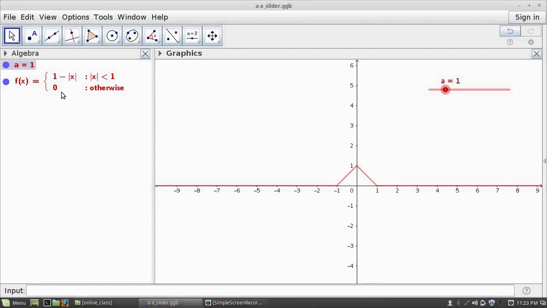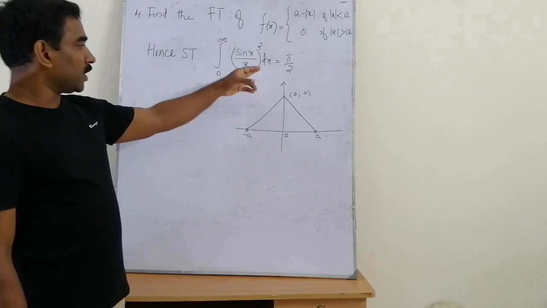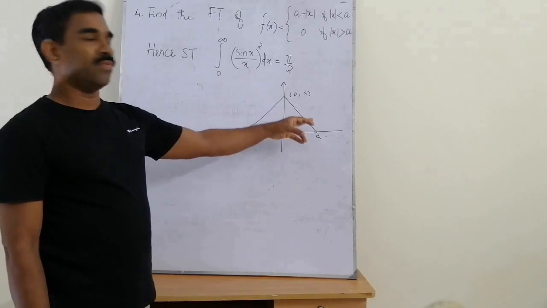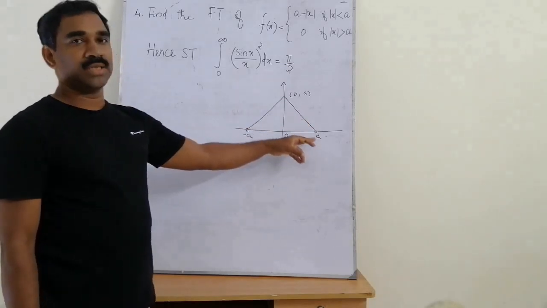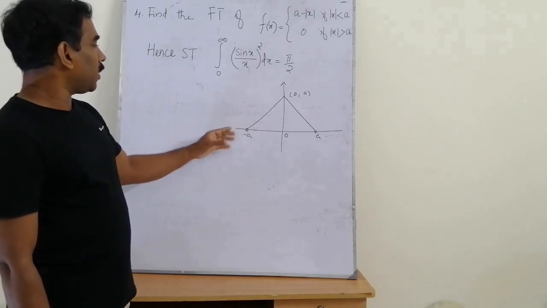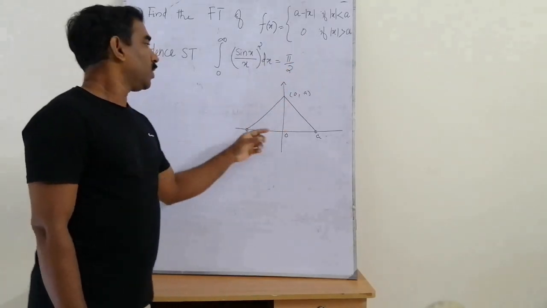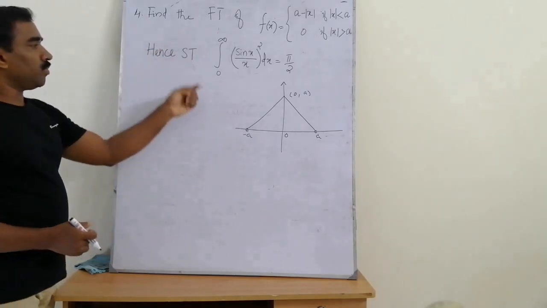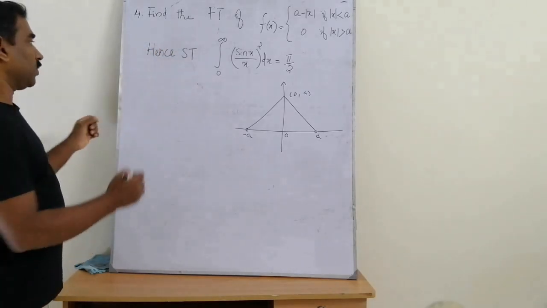For the graph of the function f(x) equal to a minus mod x if mod x less than a, equal to 0 otherwise, the graph will look like this. We start with the parameter a equal to 1. As the parameter increases, the height of the graph increases. The function has a symmetry about the y-axis, so it is an even function defined in the interval minus a to a, and outside the interval minus a to a, the value of the function is 0. So in order to find the Fourier transform, it is enough to find the Fourier cosine transform.